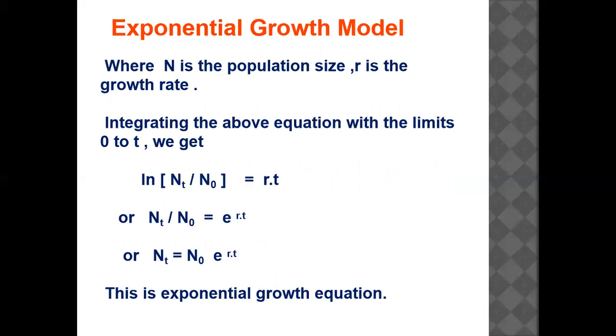If we integrate this equation using the limits 0 to t, that means when t is equal to 0, then N is equal to N0, and when t is equal to t, then N is equal to Nt. After integrating we get ln Nt by N0 is equal to rt, and after solving this equation we get Nt is equal to N0 into e to the power rt. So this is the exponential growth equation.